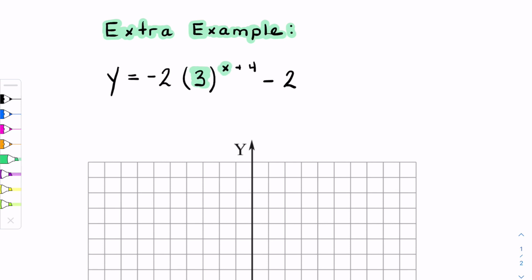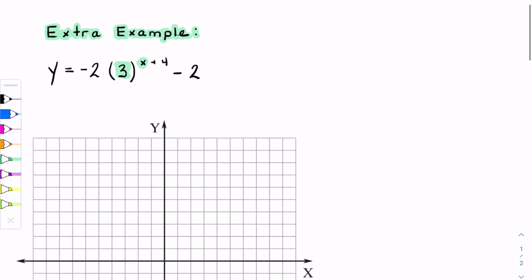It's always your b value and the value of x, that's it. You don't want negative signs with it, you don't want multiplying values, you don't want anything with the exponent, just 3 to the power of x. So off to the side, I'm going to write the parent function and I'm going to make my table of values.